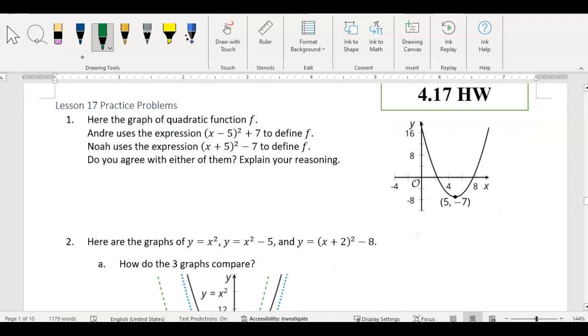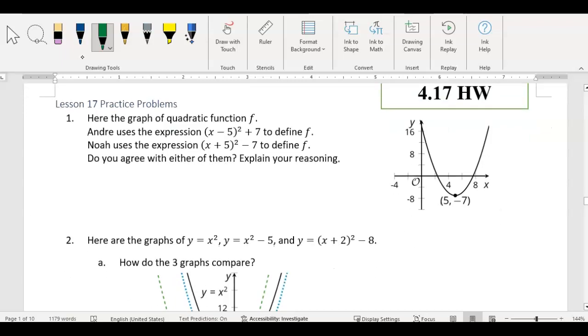So this homework goes over how to graph when we have the vertex form. You have a test on Monday, so you need to make sure that you do this carefully and study. And I'm also going to post a second video just to go over a couple of things and review some things.